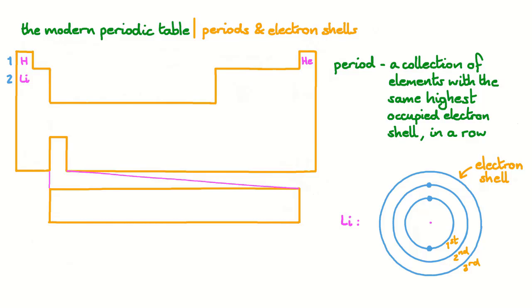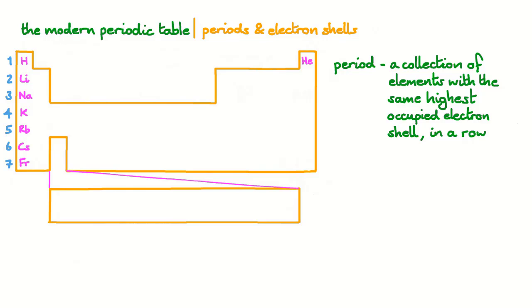Atoms of lithium have 3 electrons, and there's only space in the first shell for 2 electrons, so the third electron goes in the second electron shell. We see something similar when we get to sodium. The highest occupied electron shell for sodium atoms is the third electron shell. This pattern continues all the way down the periodic table. In atoms of francium, the highest occupied electron shell is the 7th electron shell.